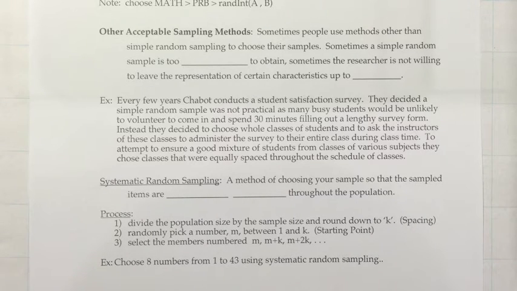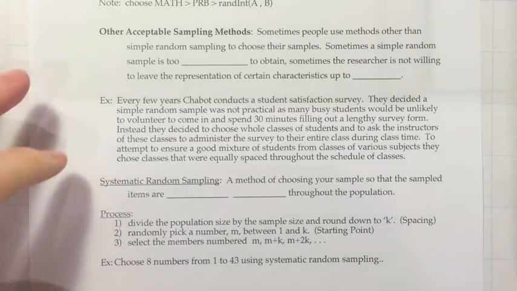Sometimes people use methods other than simple random sampling to choose their samples. Sometimes a simple random sample is too difficult to obtain, and sometimes the researcher is not willing to leave the representation of certain characteristics up to chance.